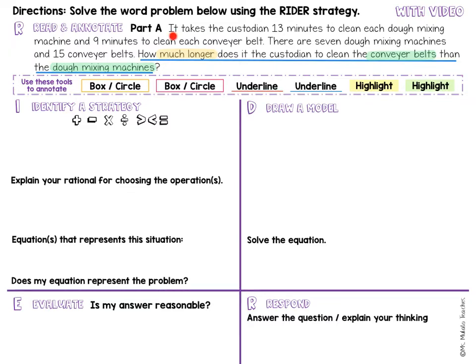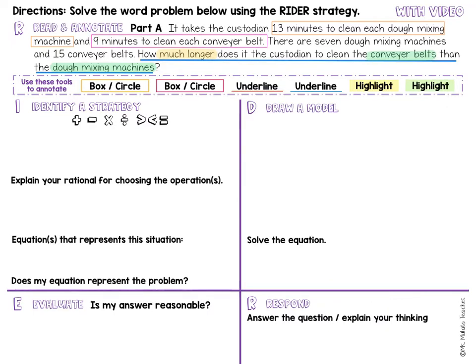Now let's read the first sentence. It takes the custodian 13 minutes to clean the dough mixing machine. That is probably important, since we know that we are going to have to know about the dough mixing machines. And 9 minutes to clean the conveyor belt. So, because we also have to know about the conveyor belt, I'm going to box that.